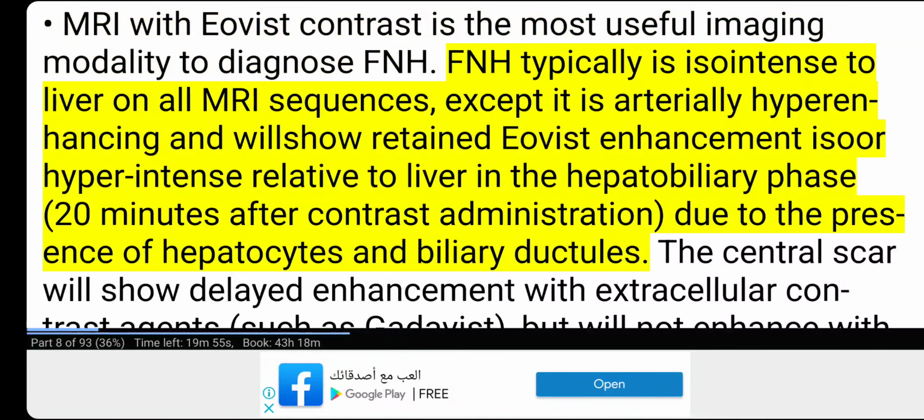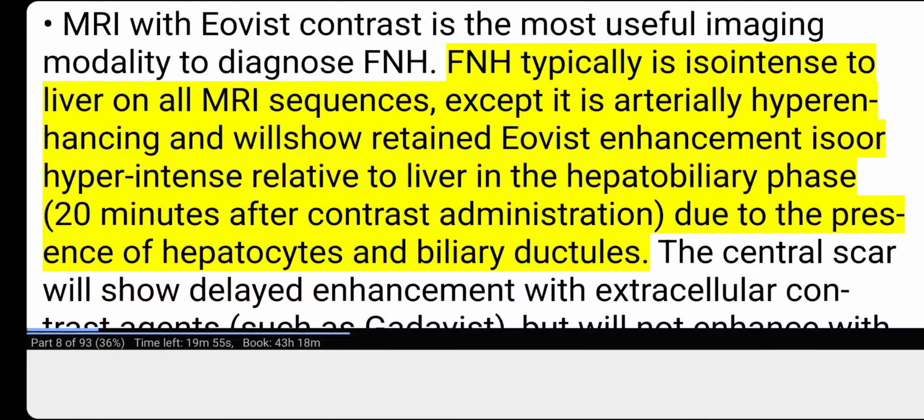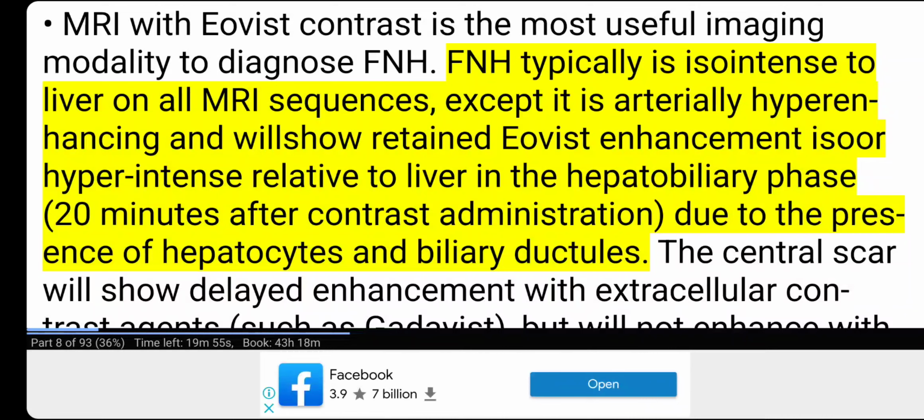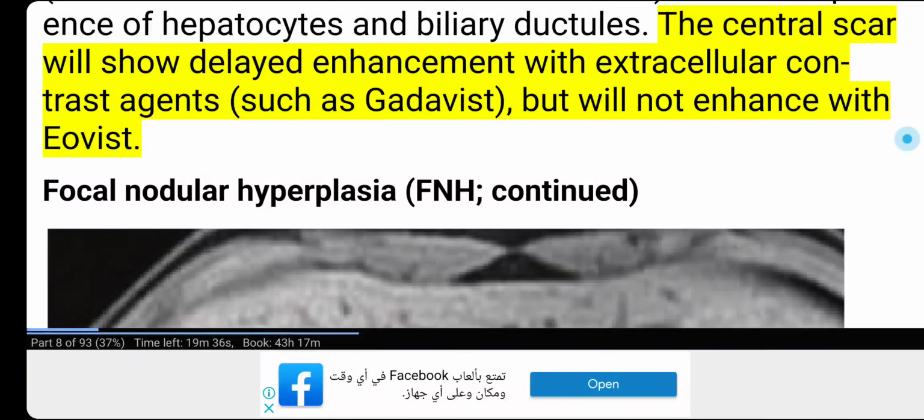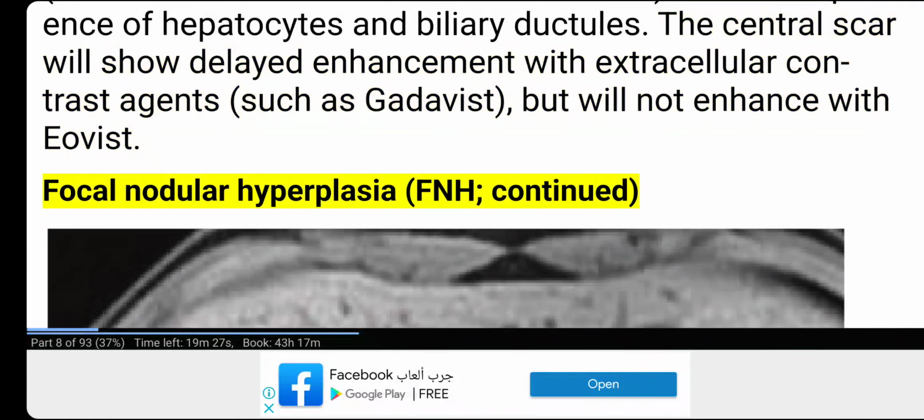FNH typically is isointense to liver on all MRI sequences, except it is arterially hyperenhancing and will show retained Eovist enhancement, isointense or hyperintense relative to liver in the hepatobiliary phase 20 minutes after contrast administration, due to the presence of hepatocytes and biliary ductules. The central scar will show delayed enhancement with extracellular contrast agents, such as Gadavist, but will not enhance with Eovist. Focal nodular hyperplasia, FNH, continued.